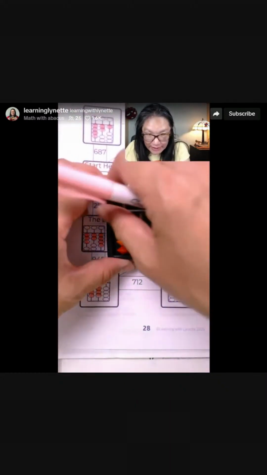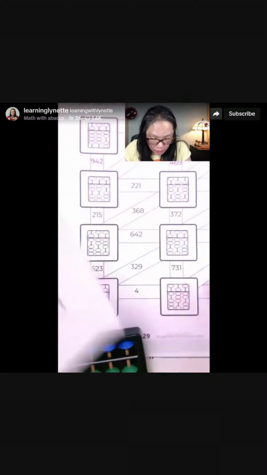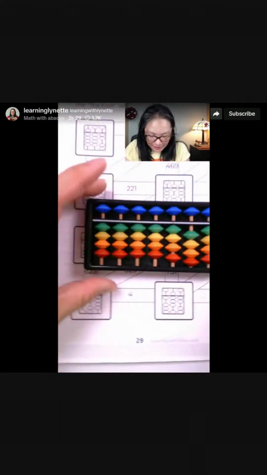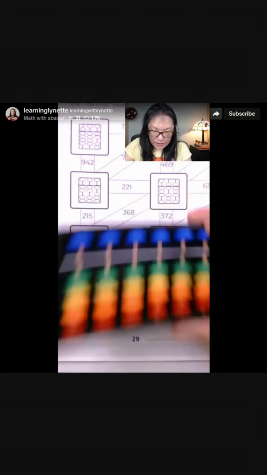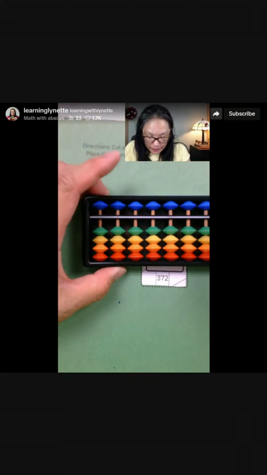So what we're doing is we're reading the abacus. Let's do a review on how to read the abacus. We're going to understand how to read the abacus. Let's do a review. So we do 1, 2, 3, 4.